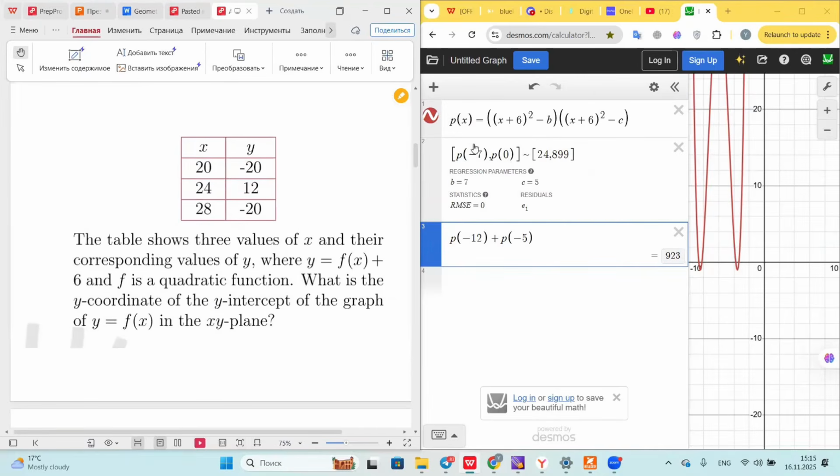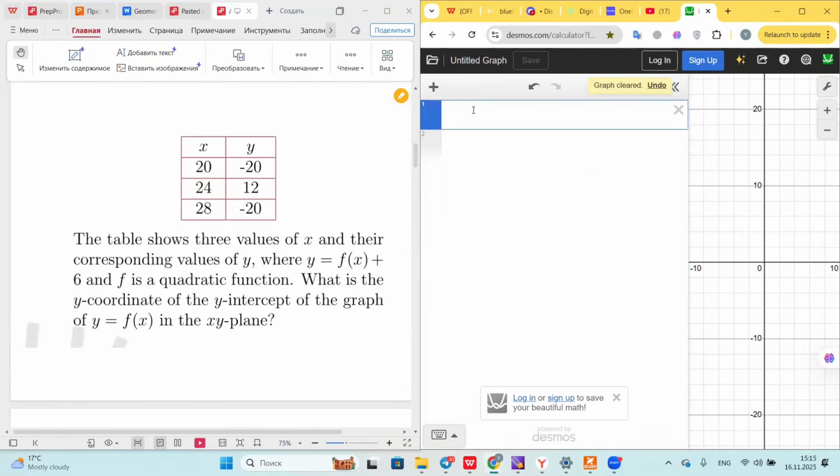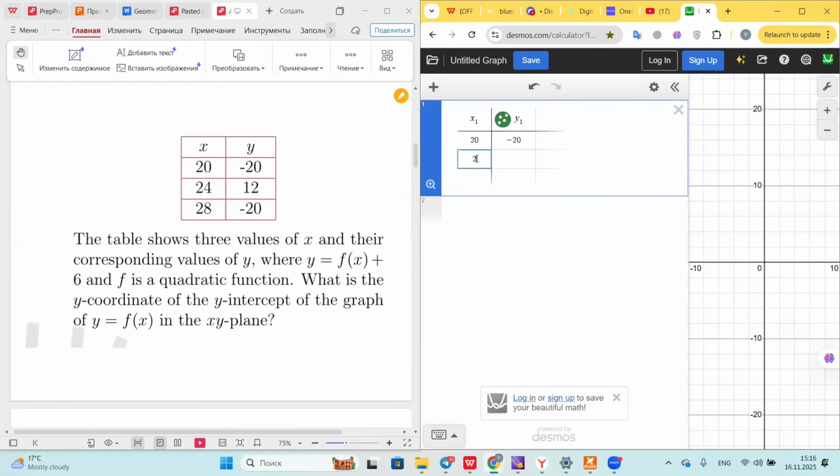Let's learn something about table problems as well. In Desmos, there is a feature called a table. So how do you open it? If you see here the add item, here you can add an expression, which is the default regime. Here is a note, where you can just leave a note for your students. Here is the table, but other functions are not available on College Board's Desmos. Okay, open a table and enter the points. 20, -20, 24 and 12. Another one is 28 and -20.